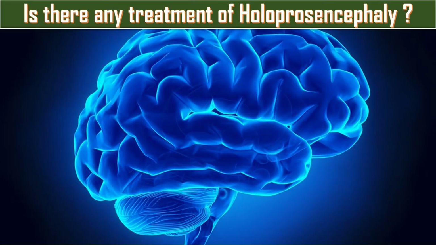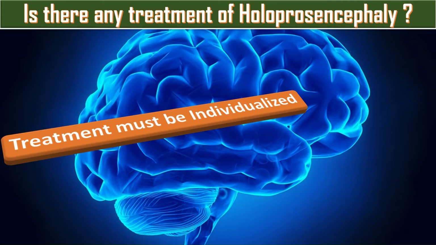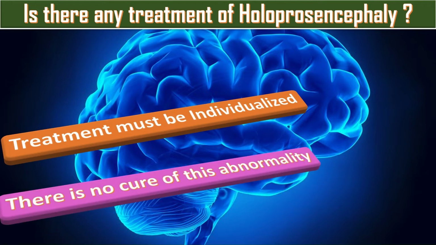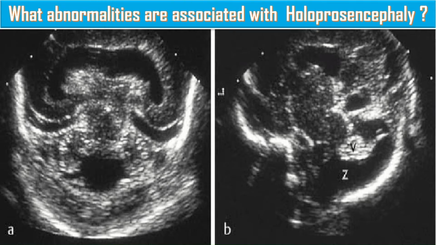Is there a treatment for holoprosencephaly? Each child has a unique degree of malformations. Treatment must be individualized. In general, the treatment is largely symptomatic and supportive. There is no specific cure for this abnormality, but where there are associated abnormalities, especially those of the face, these can be corrected. What abnormalities are associated with holoprosencephaly?